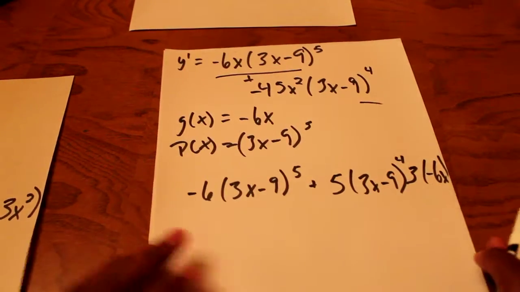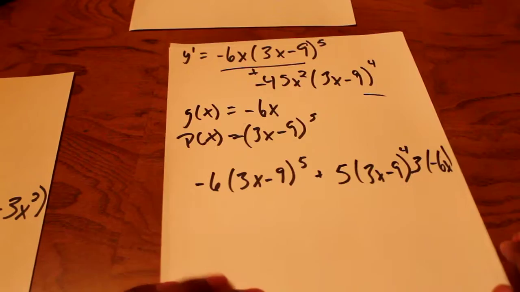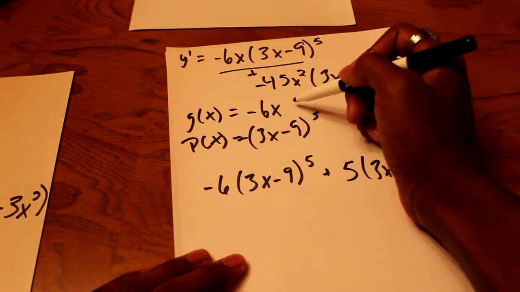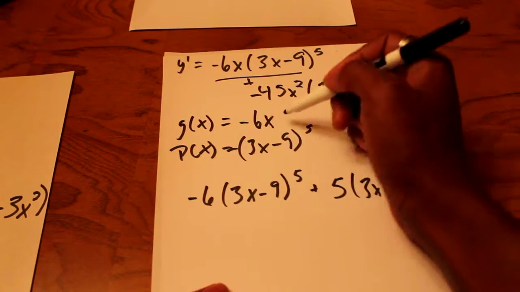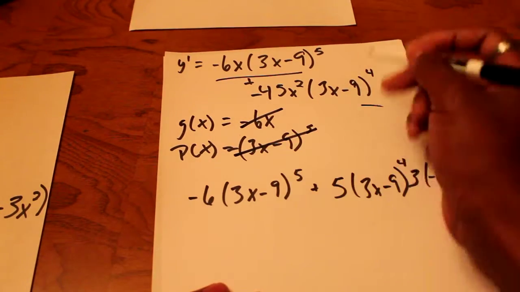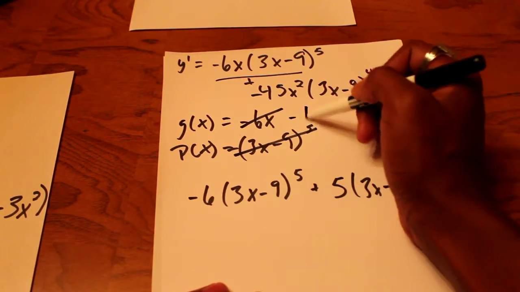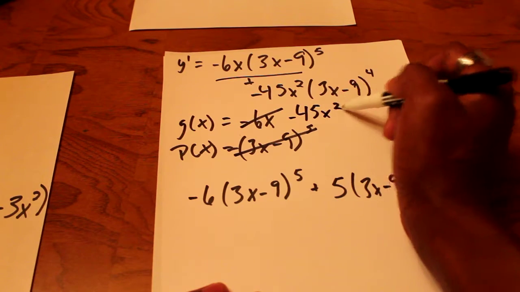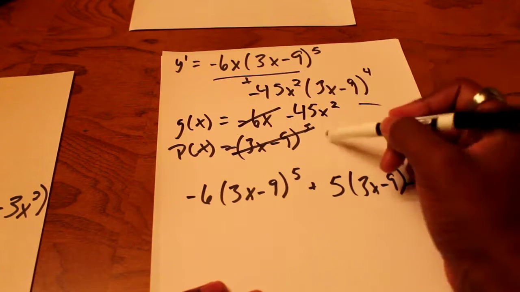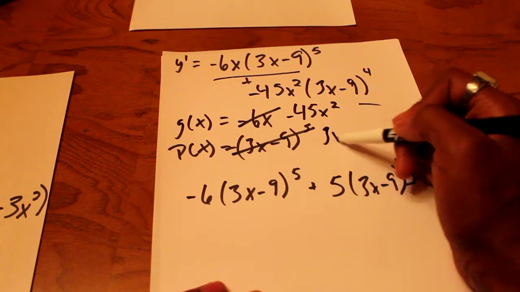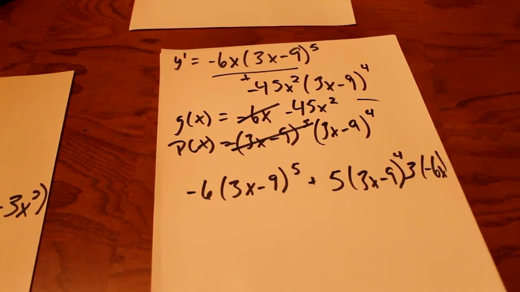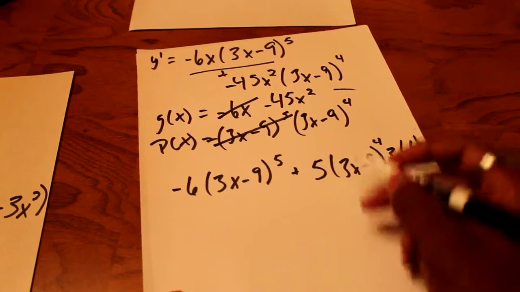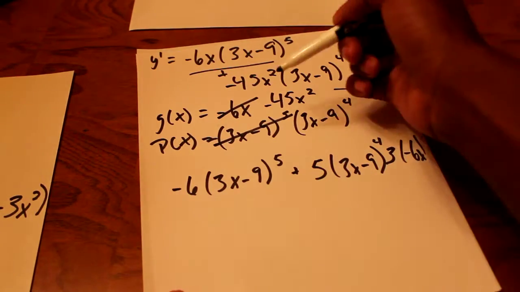But we have to take the derivative of the second part. And so up here we're going to define our g of x again as something different. So we're going to define it, this time, as negative 45x squared, and our p of x as (3x minus 9) to the fourth. And so we're going to go down here, and we're going to ignore this for a second as we build the next part of our function.